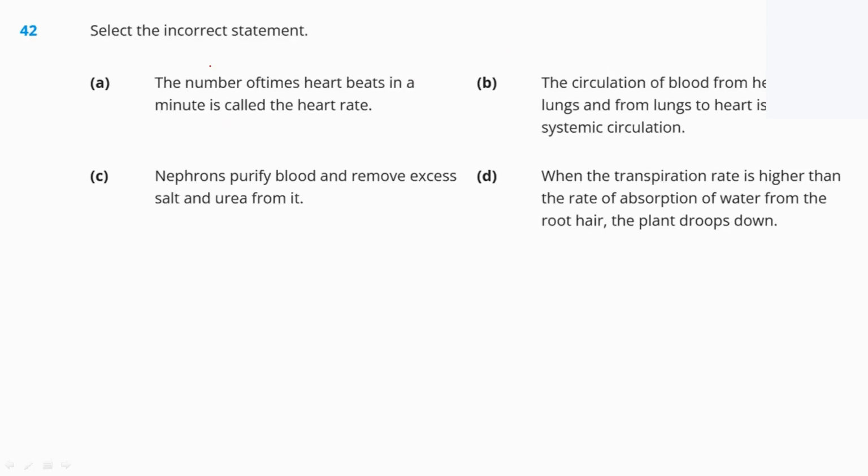Next, select the incorrect statement. The number of times the heart beats in a minute is called heart rate. This is true. The circulation of the blood from the heart to the lungs and from the lungs to the heart is called systemic circulation. This is incorrect. It is not called systemic, it is called pulmonary circulation. So this is an incorrect option. So for the incorrect statement, option number B is the right answer.